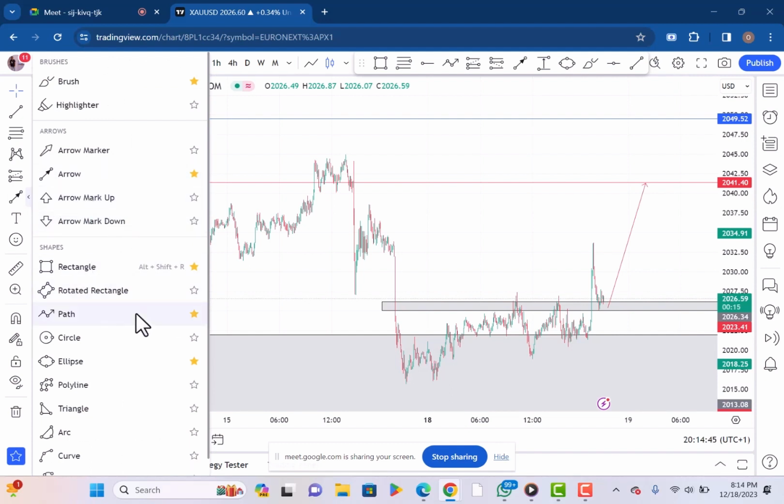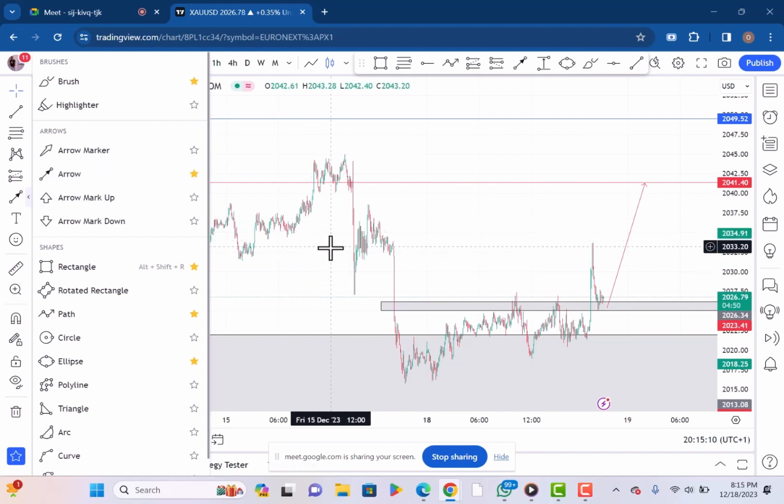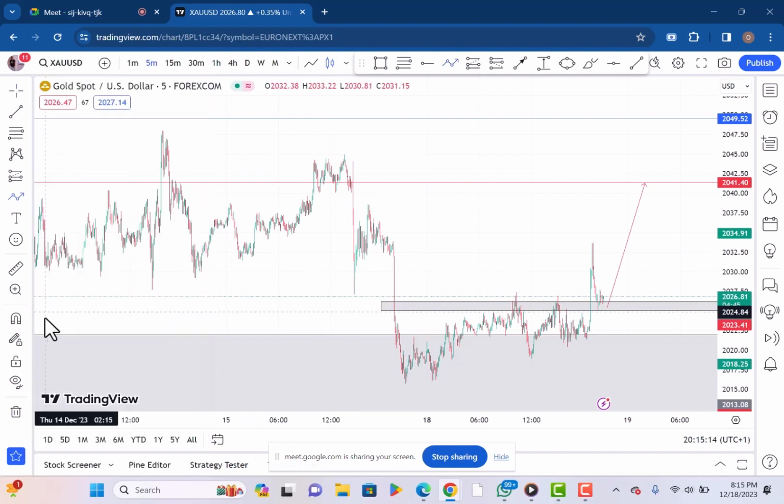So we also have this rectangular box. This is what we use to draw support and resistance. Then this part is more like a continuous arrow. For instance, the difference between this part and this arrow is that this one is continuous, while this one is just a straight arrow that shows an indication of where you are proposing that the market price is going to go next. Okay, for instance, if I click on this part, I'll be able to do something like this.